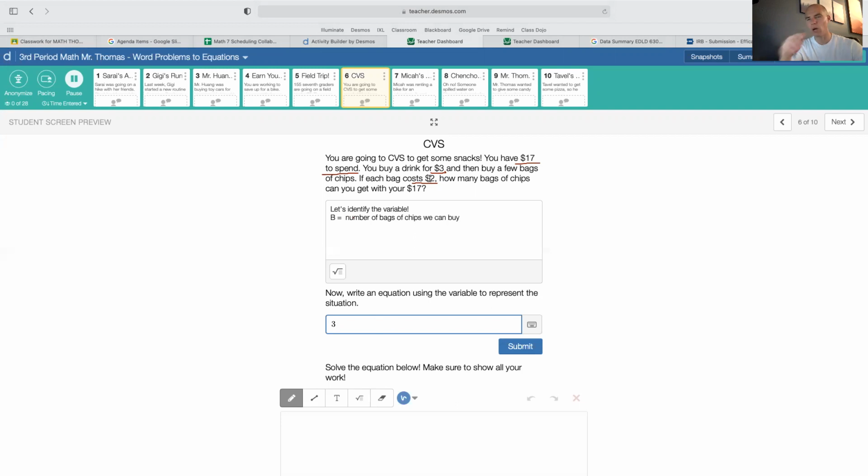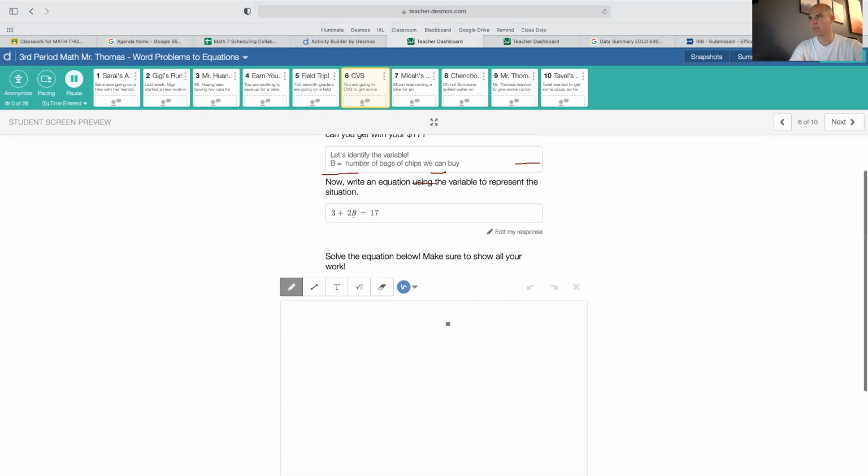Okay, and each one costs $2. Each bag of chips costs $2. So if we took the $3 and we added $2 for every bag of chips for however many bags we're buying, so 2 times B, right? 2 times the number of bags of chips, it's got to equal a total of $17. So there's our equation there.